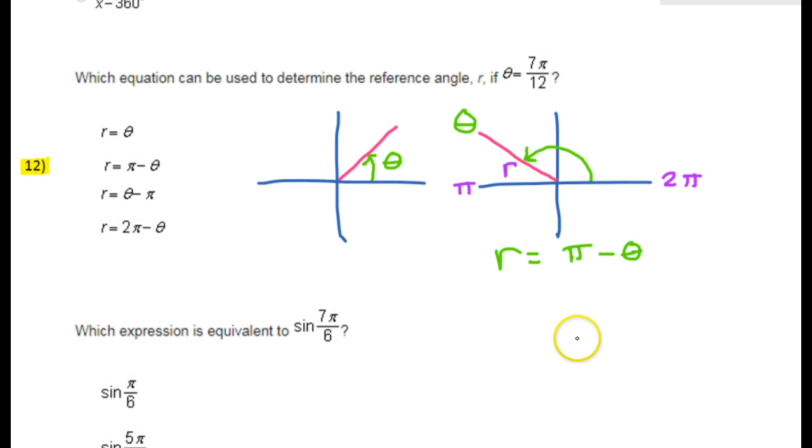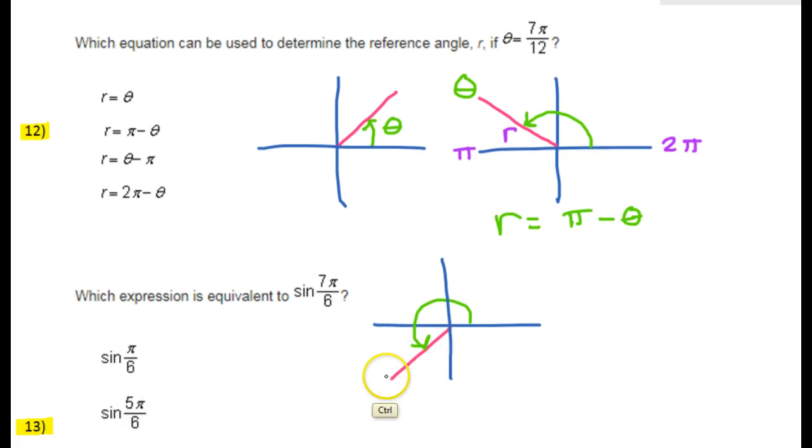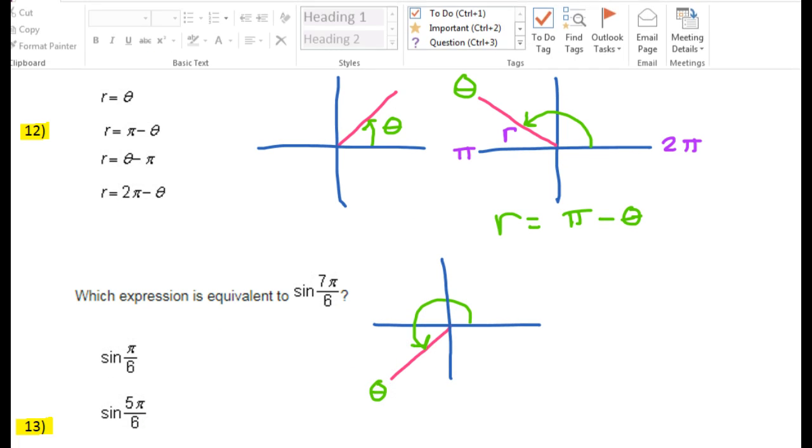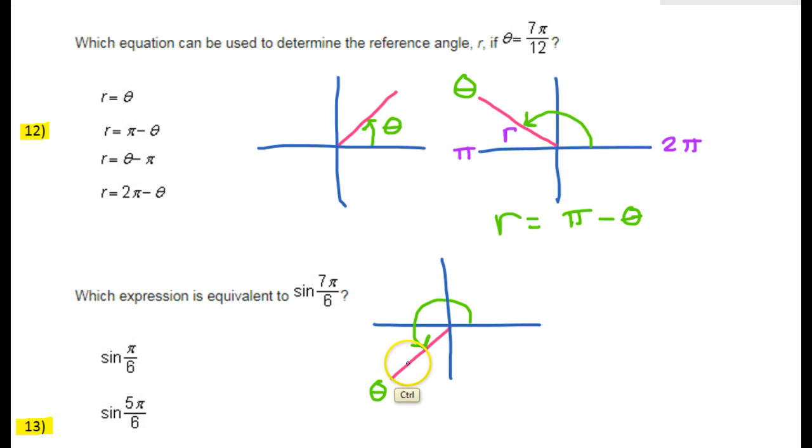Okay, what about in the third quadrant? So here comes an angle that's in the third quadrant. Alright, here we are in quadrant 3. So the angle theta is like this. I'll put my theta on the terminal side again to make it really obvious. But remember, the reference angle is always between the terminal side and the x-axis. So the reference angle R is right here.